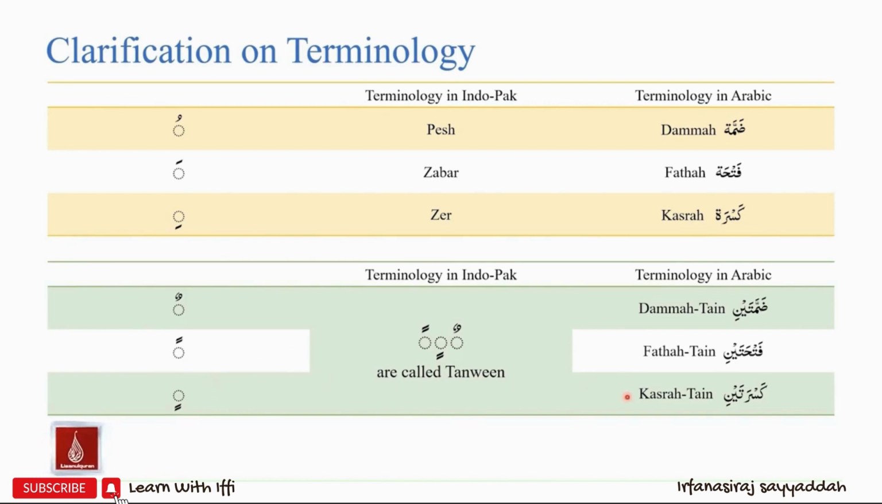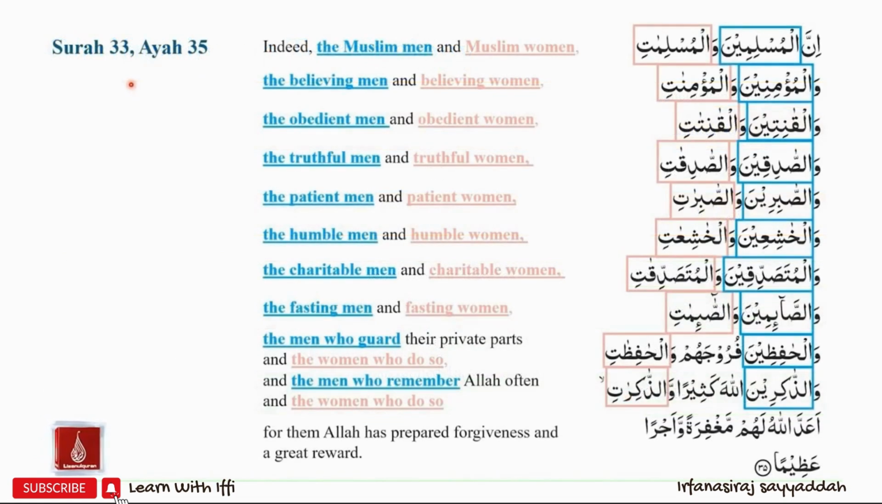is called kasratain. In the Holy Quran, Surah 33, Ayah 35, Allah subhanahu wa ta'ala says, "Indeed, the Muslim men and Muslim women, the believing men and believing women, the obedient men and obedient women, the truthful men and truthful women, the patient men and patient women, the humble men and humble women, the charitable men and charitable women, the fasting men and fasting women, the men who guard their private parts and the women who do so, and the men who remember Allah often and the women who do so. For them, Allah has prepared forgiveness and a great reward."